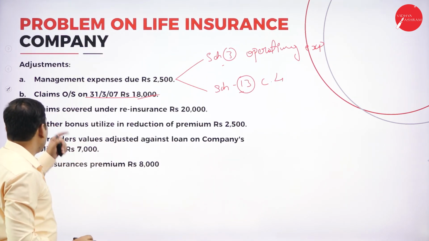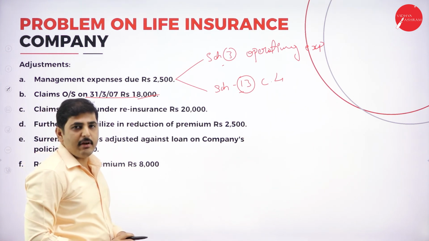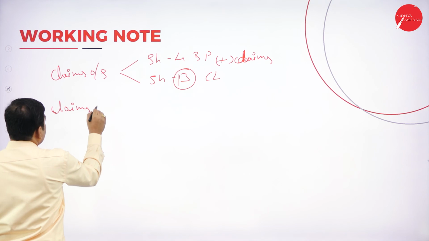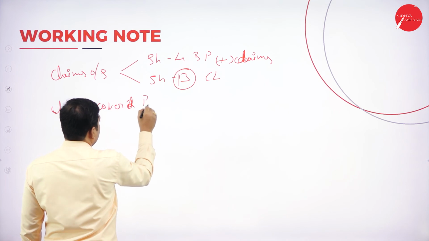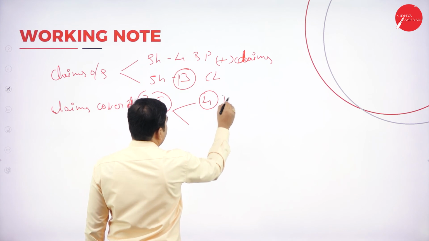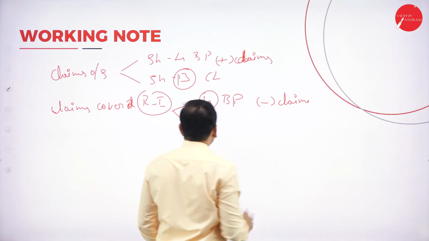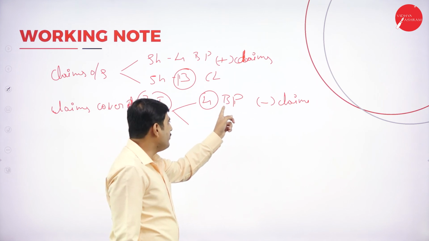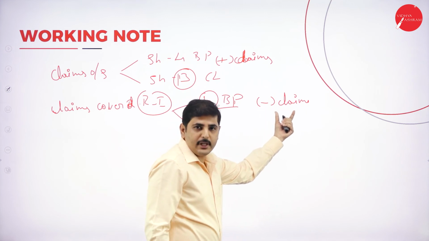Next adjustment, claims covered under reinsurance. Where do we have to show this? It is schedule number 4, benefits paid, deduct from claims. Once again I am repeating, claims covered under reinsurance go under schedule number 4, benefits paid. Go to the claims and deduct from the claims.